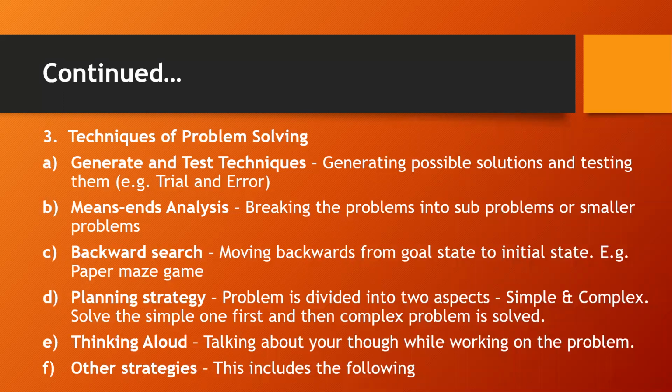The next is planning strategy. The problem is divided into two things, that is simple and complex aspects. First, the simple aspect of the problem is solved, and later the complex one is solved. Obviously, now when you had this assignment to write, you had section A, section B, section C. So some people find it really difficult to start with section A. So you feel that, okay, I'll start with section C because it seems to be very simple. Then slowly you go to section B and then go to the most difficult, that is section A.